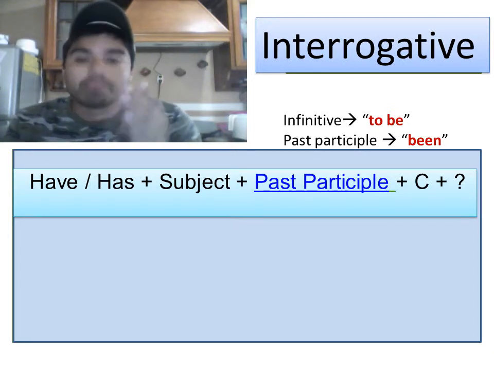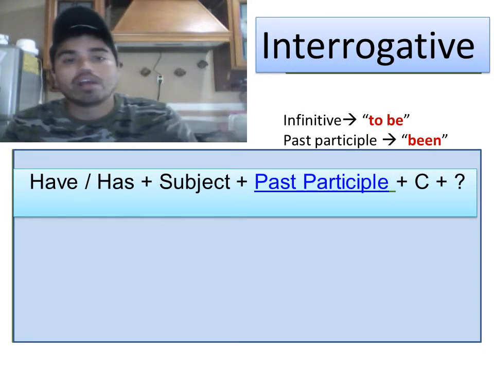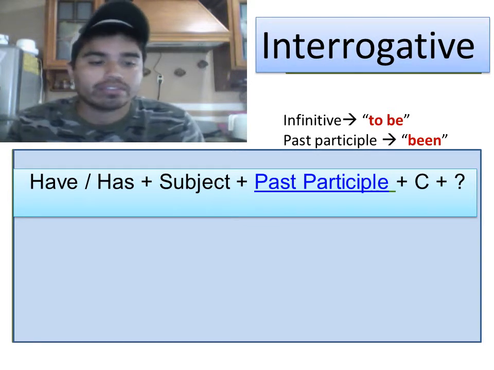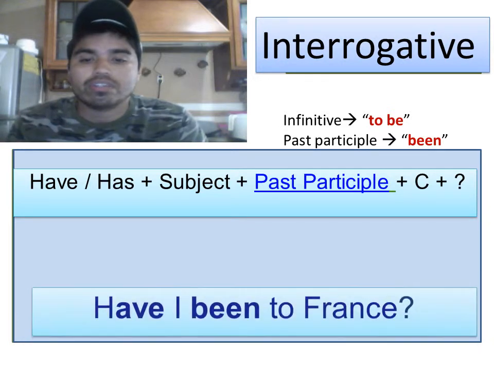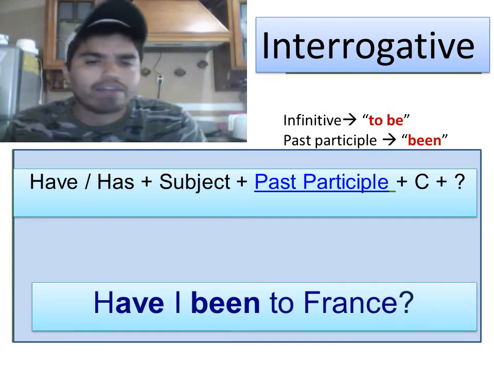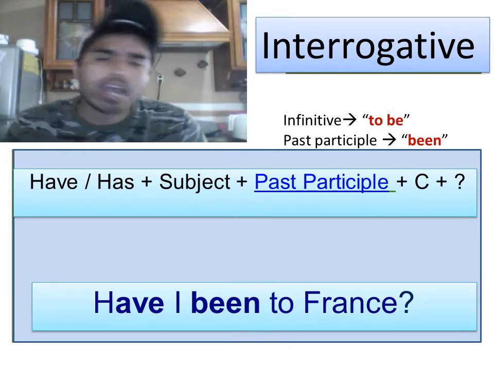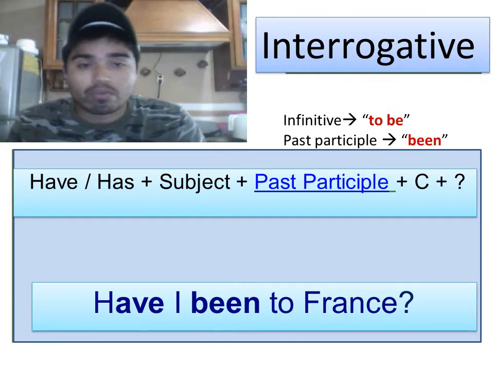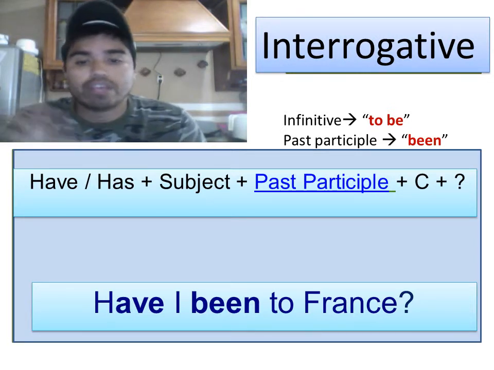Plus the subject, plus the past participle, plus the complement, and don't forget about the question mark at the end. So we're gonna see an example down here. As you see it, we have: Have I been to France? Have I had the experience of being to France? So that's a question. I don't know if I've been to France or not. So that's the question form.